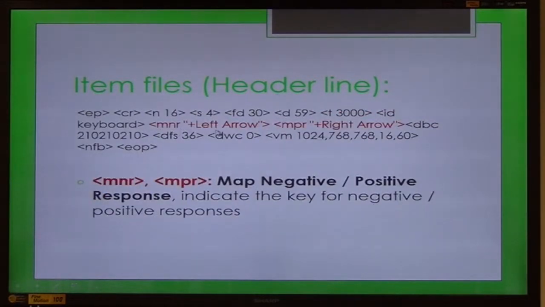And you can see MNR and MPR here. Basically they refer to map negative response and map positive response. For example, if your subject has to answer a yes or no question in your experiment, and you want the left arrow as a negative response and the right arrow to be a positive response, then you write something like this. You can also change the key. For example, if you want the negative response as A, then you just write A here. Or if you want the positive response as L, then you write L here.